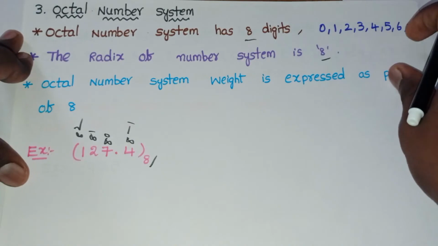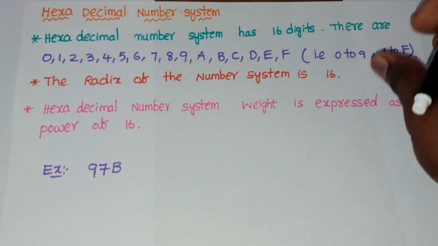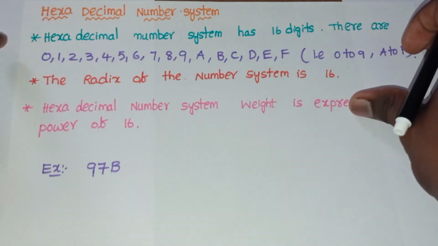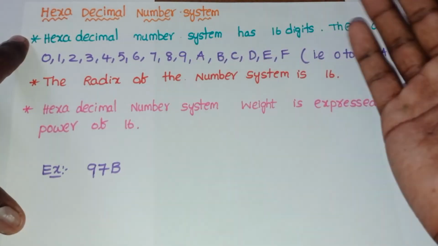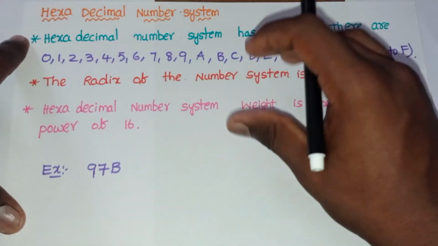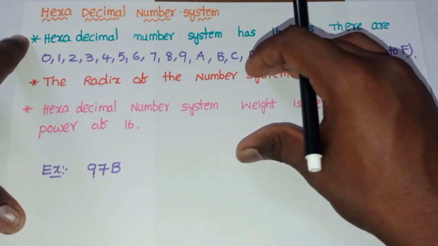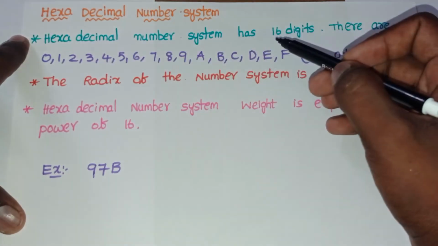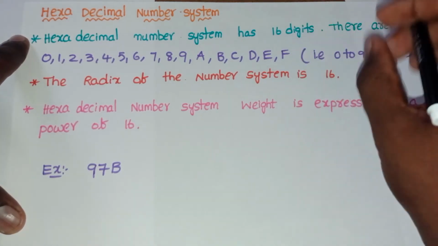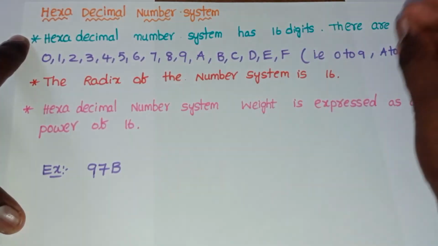Now let's see the hexadecimal number system. This is also one of the important types of number system. First, let's see what the hexadecimal number system is. In this number system we have a combination of both integers and alphabets. The hexadecimal number system has 16 digits, that means the radix of the hexadecimal number system is 16.